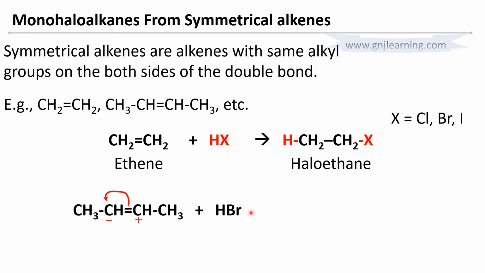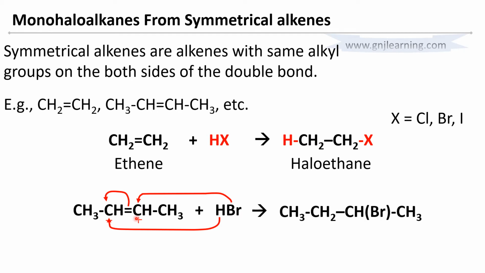Now we have HBr. In the presence of HBr this is happening. Which is positive and which is negative here? We know that Br is electronegative. So this negatively charged Br will prefer which carbon here? It will prefer the positive carbon. So Br will come and attach to the positive carbon. And what is remaining? We have H plus. H plus will move to the negatively charged carbon. So this is what is happening in the reaction. H will move to the negatively charged carbon and Br will move to the positively charged carbon.